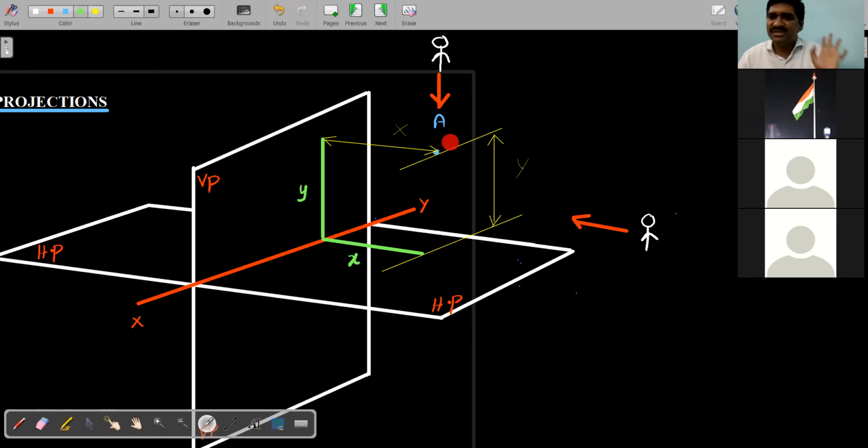I should draw the projections. That is, I should draw the front view and the top view.